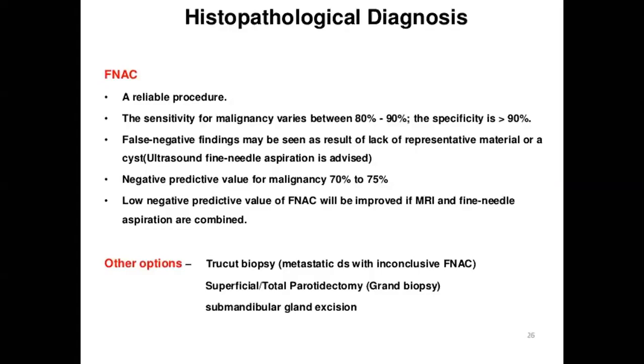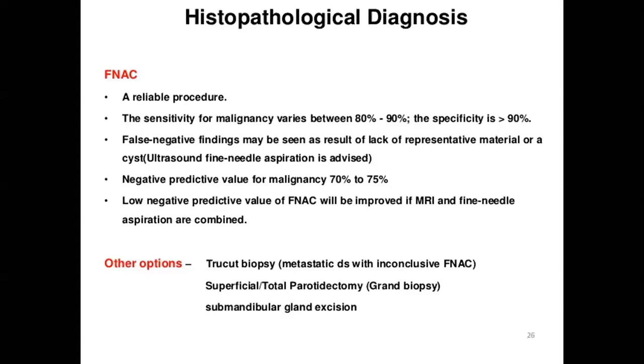For histopathological diagnosis, FNA is a reliable procedure. Sensitivity for malignancy is 80 to 90% and specificity is more than 90%. False negative findings may be seen as a result of lack of representative material. Ultrasound guidance is especially advised. Negative predictive value for malignancy is 70 to 75%.